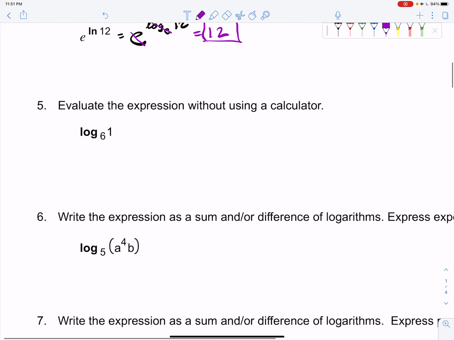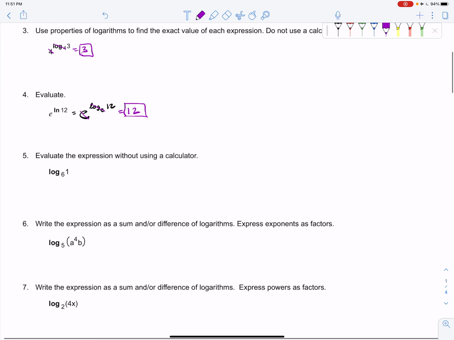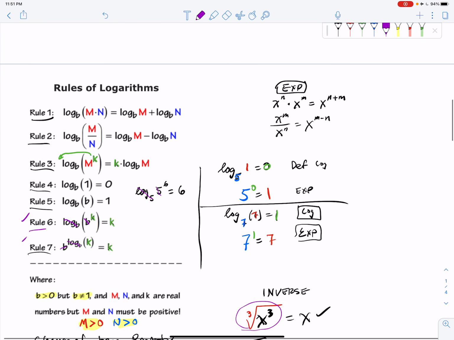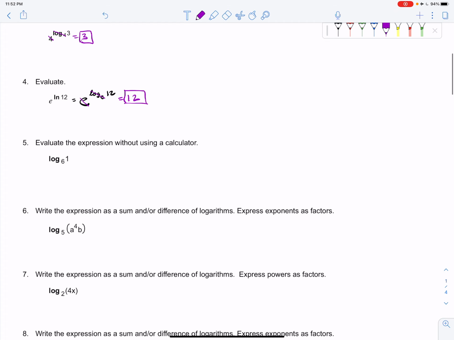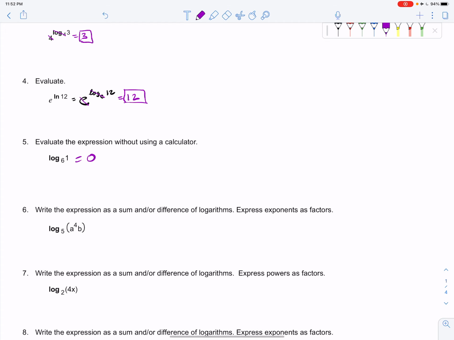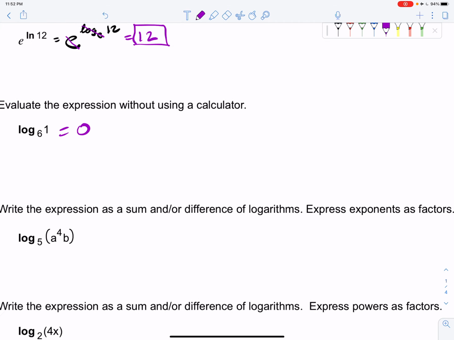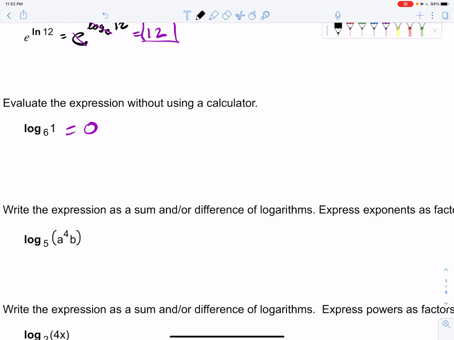Now, what property is this? It says log base 6 of 1. Log base b of 1 is always going to give us 0. So we know that this equals 0. Now, that's just for speed, but in a pinch, like in 8.3, we would have had to do it a different way.